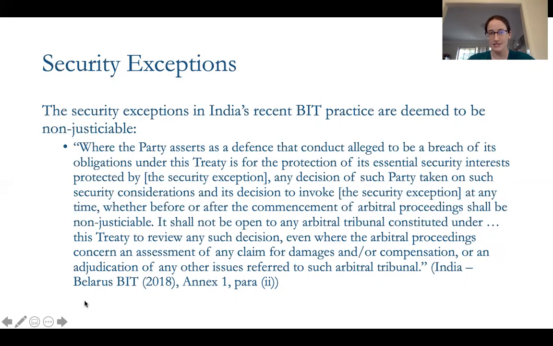And there have been cases in which India has sought to rely on a security exception, at least in part, such as the Devas arbitrations relating to the allocation of mobile phone spectrum.